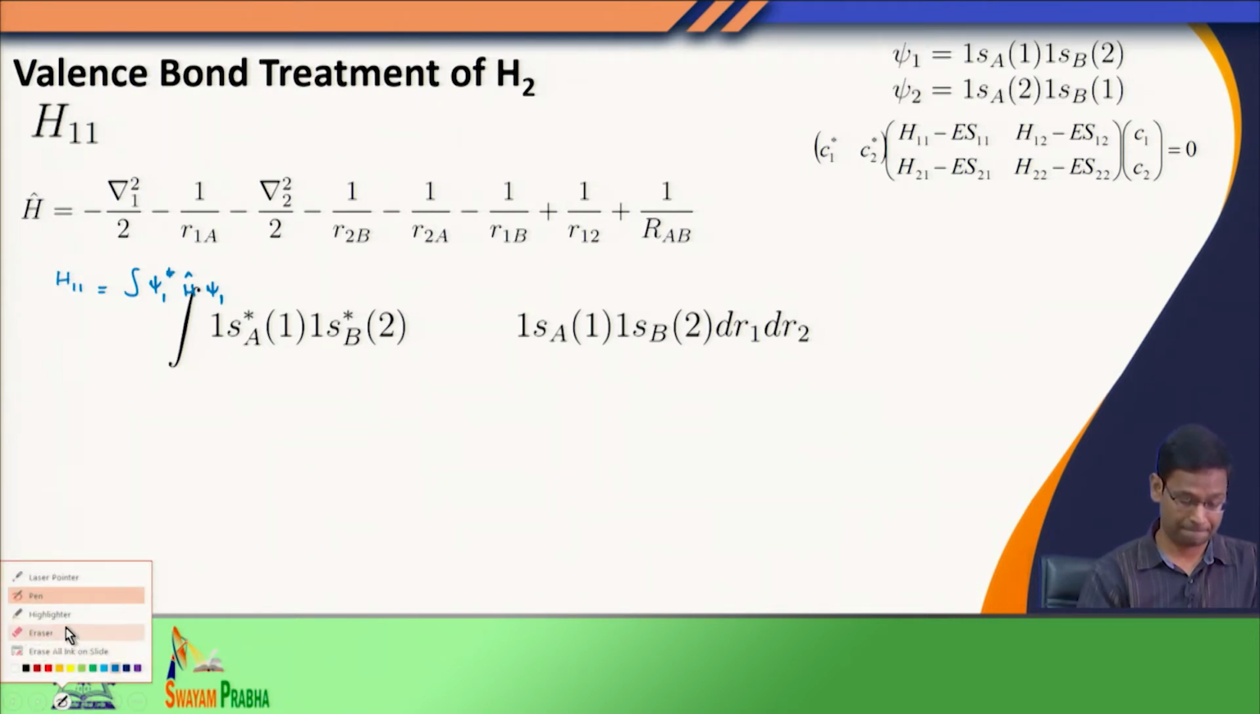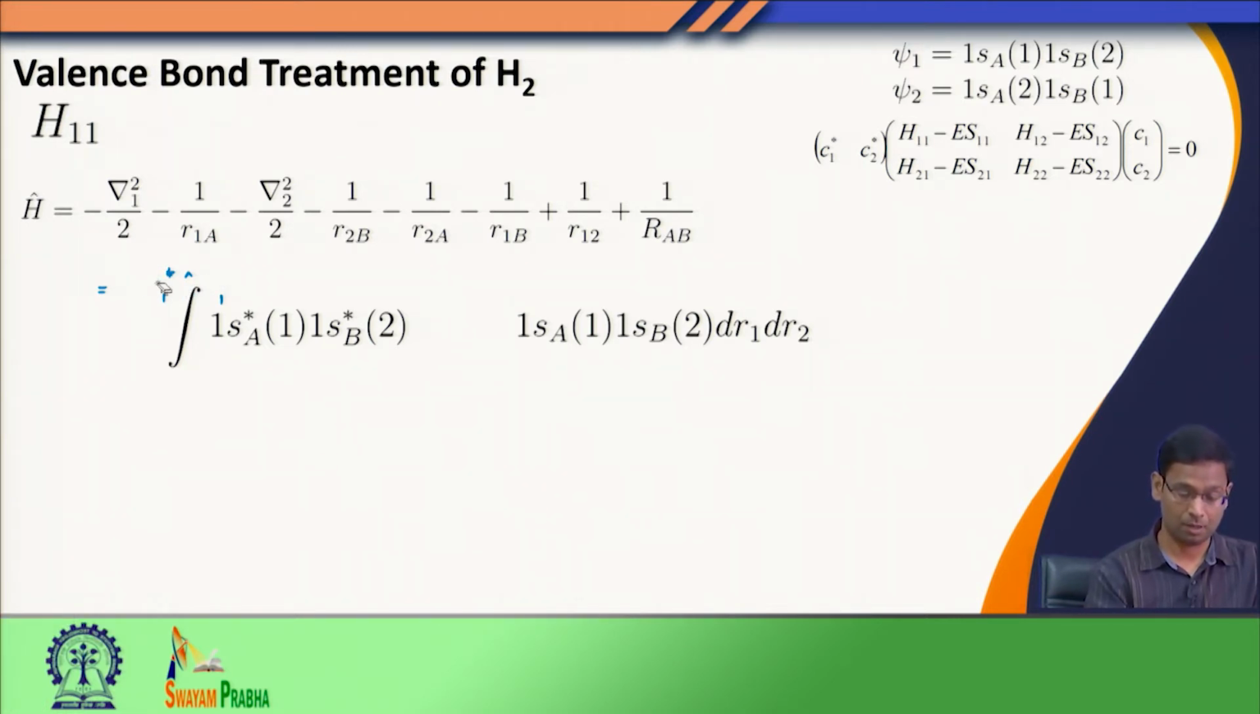Now we evaluate these energy integrals. To do that, we see that we have the psi star, we have psi, and this place here is the place for the Hamiltonian operator. Once we have the Hamiltonian operator here, this is psi 1 star, this is psi 1, and this is the energy integral H 1 1.